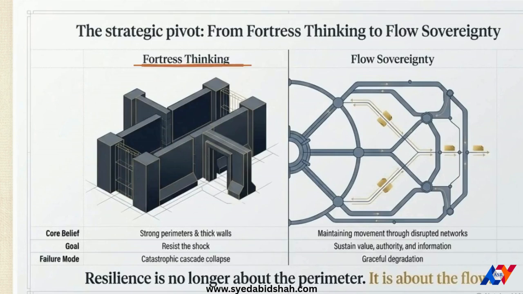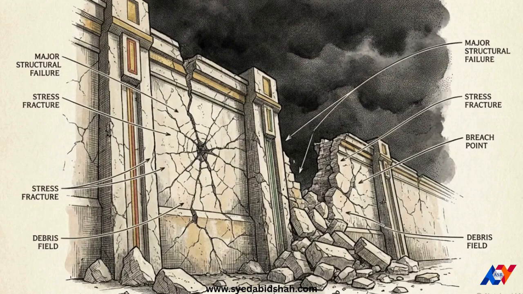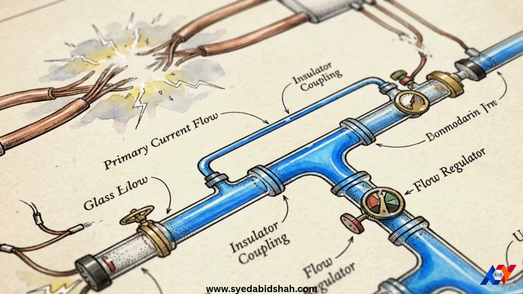Relying on strong perimeters fails during overlapping crises. Survival requires flow sovereignty. As shown in the dynamic diagram on the right, you must maintain the movement of value and information even when the primary network is disrupted. Institutional resilience is no longer defined by resisting shocks at the perimeter. It depends on securing the internal flow of liquidity and data through broken infrastructure.